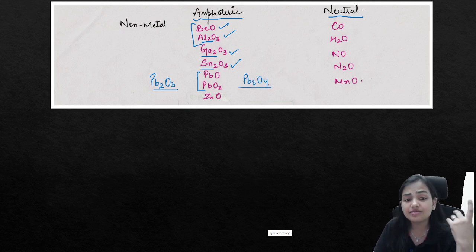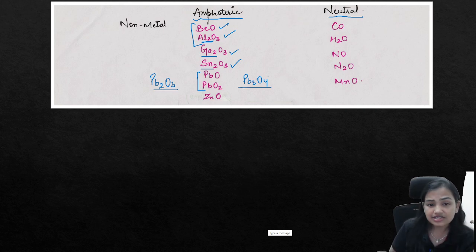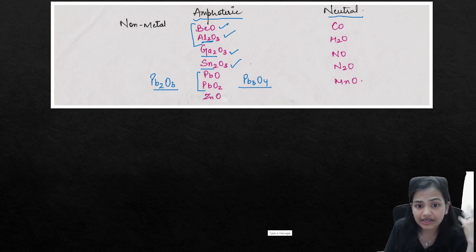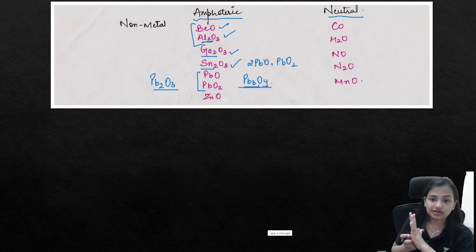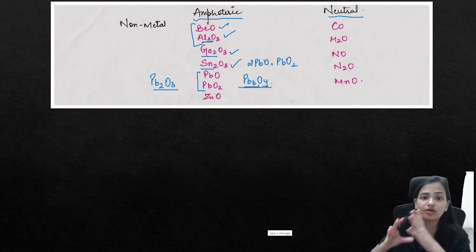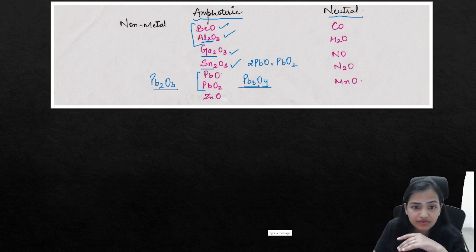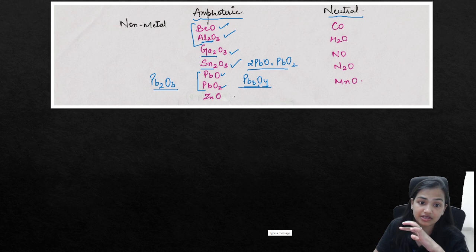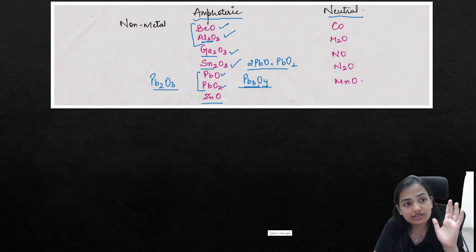So what is this? This is the mixed oxide of lead. What is this Pb3O4? Basically, if you take 2 moles of PbO and 1 mole of PbO2, this will become Pb3O4. Okay, so this is the mixed oxide of lead. So they all are amphoteric. If this is amphoteric, then absolutely its mixed oxide is also amphoteric in nature. Even the zinc oxide is amphoteric. So you please learn this part.